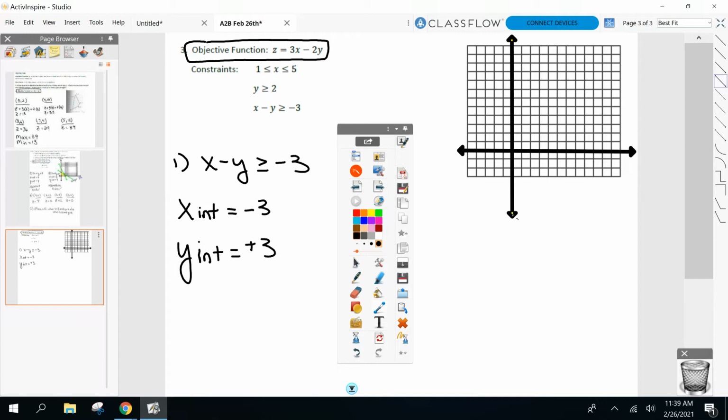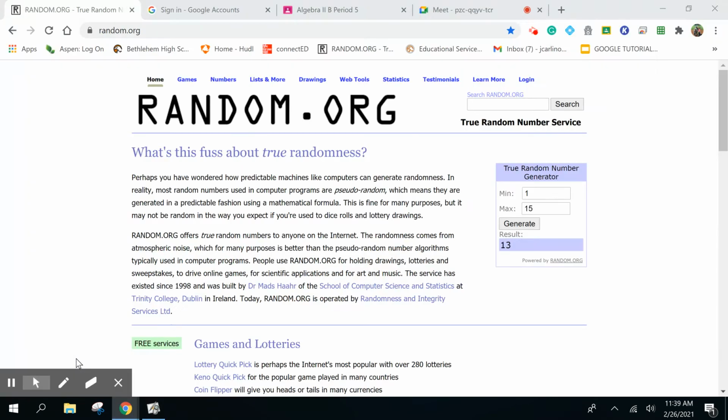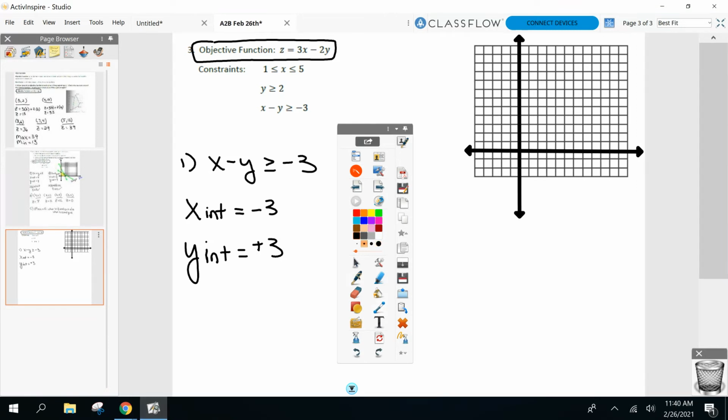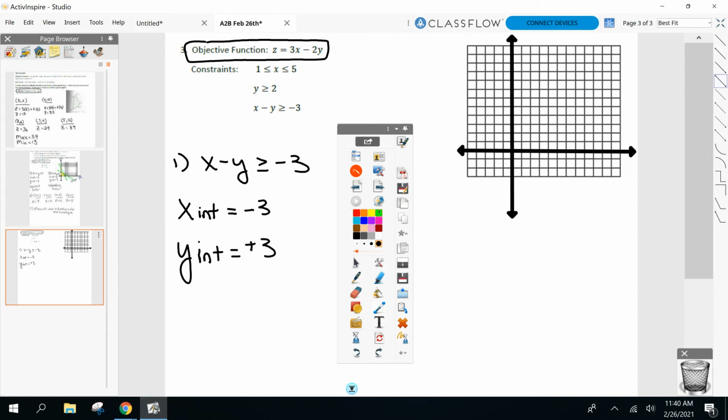All right, so let's go back up to the top. Let's graph these in order here. X is between 1 and 5. What type of line was x all by itself? Ooh, there we go, Anna. What type of line am I talking about? X all by itself. A vertical line. Vertical, good. So everyone, draw yourself a vertical line at 1 and 5. So 1, 2, 3, 4, 5.